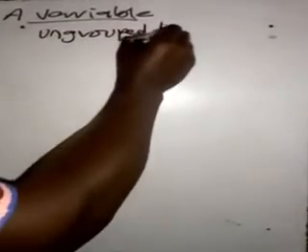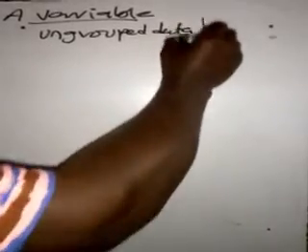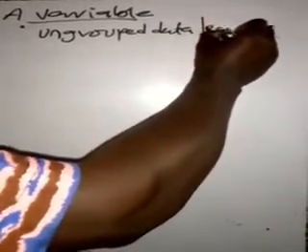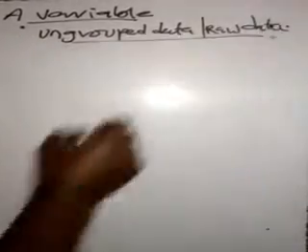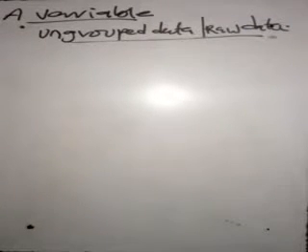Close. It may not mean exactly the same, but it is closely related. So when we talk about ungrouped data, it is information which is not organized in any form. That's why we say it is close to raw data. And specifically, I want to look at representation of ungrouped data using frequency tables.